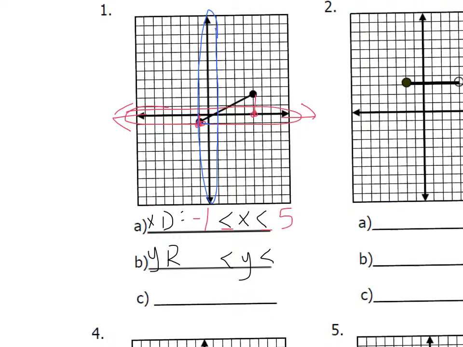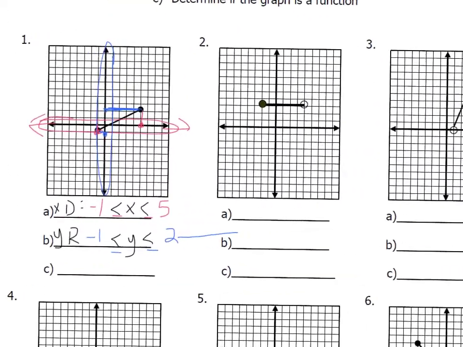So I look for the lowest point and the highest point that this graph goes from my y-axis. The lowest point is also -1, and I add a line underneath my alligator. And the highest point is a value of 2. And again, I add a line underneath my alligator. So very, very important that we are adding lines if it's a closed circle and leaving it open if it's an open circle. All right, let's look at another problem.